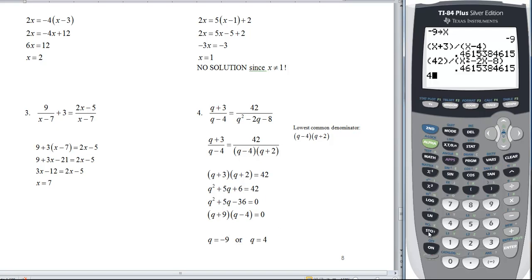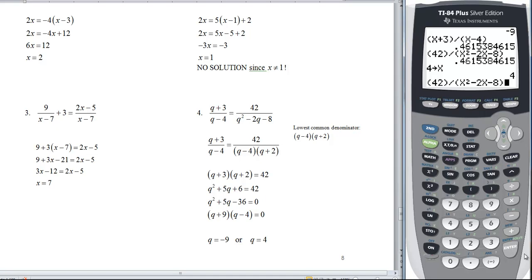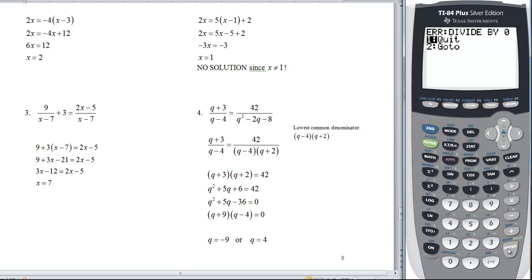Let's try 4. And I'm going to do second enter. I've got to do second enter a couple of times to get back up to the very, very first one. There's that one. So let me hit enter. Ooh, doesn't work. Exit out. This is why you need to check, okay?